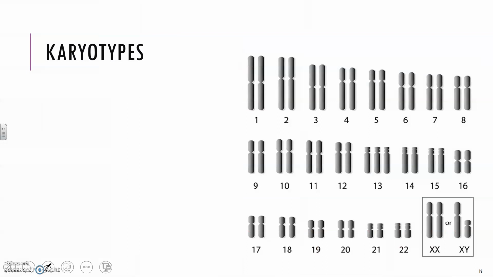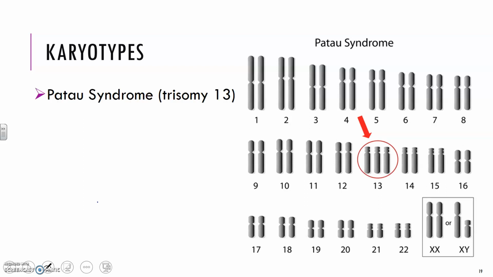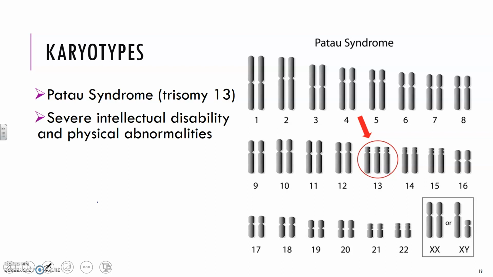All right, what do you see here? So you'll notice we are not talking about the sex chromosomes now. Instead, we are talking about chromosome 13. So this is called Patau syndrome, also known as trisomy 13. So tri meaning three copies of the chromosome 13.